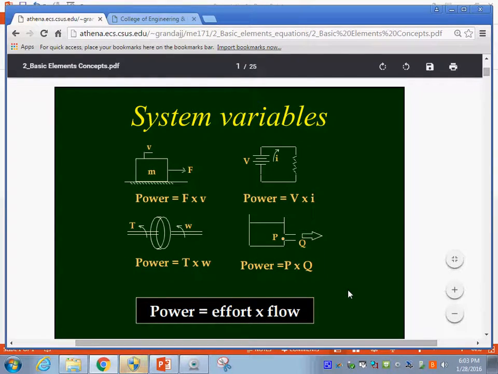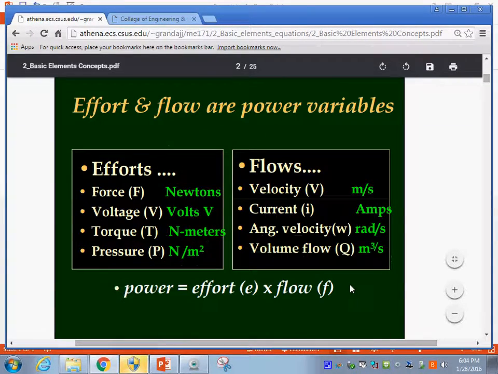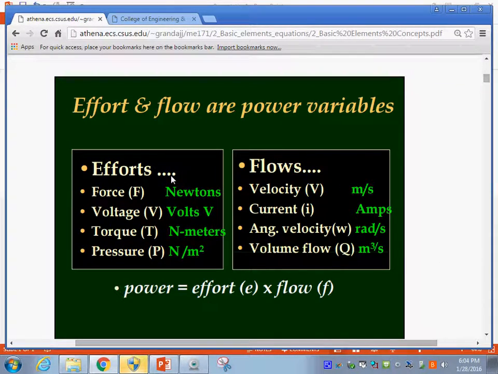When you have it in the mechanical domain, you measure the force in newtons, the velocity in meters per second. In the electrical domain, you measure it in volts and also in amps. The torque in newton meters and the angular velocity in radians per second. Pressure in newtons per meter square and the volume flow rate in meters cubic per second.